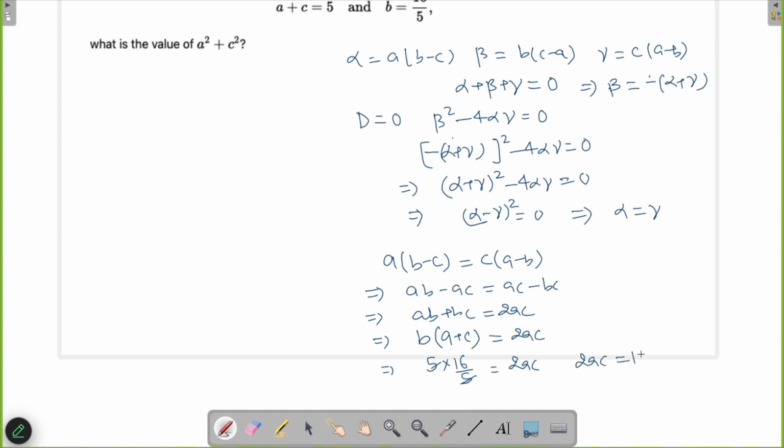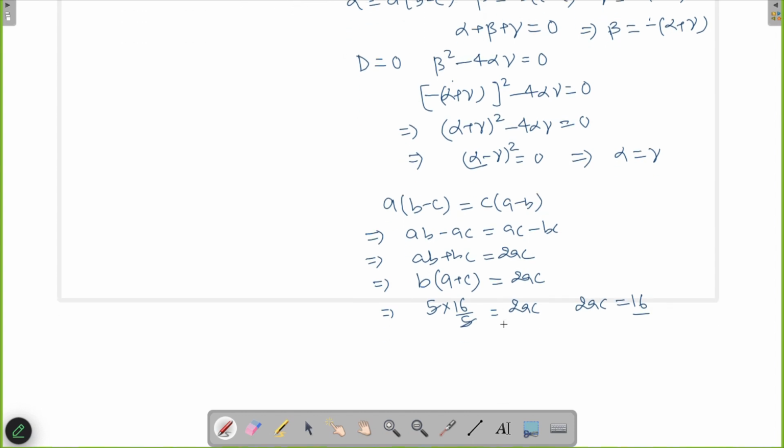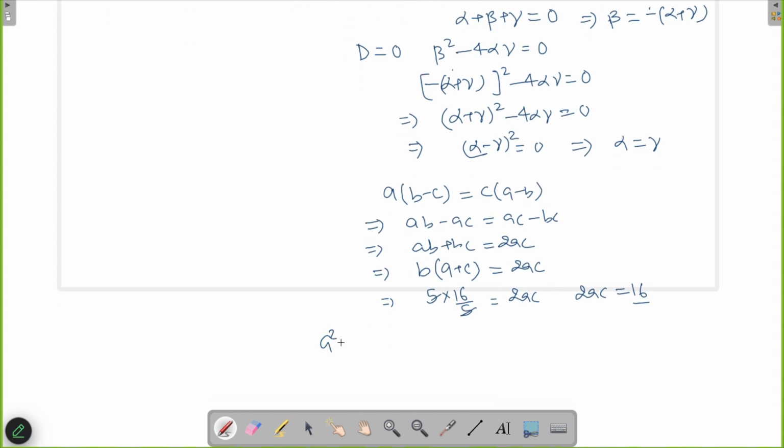Now everything is done here, because we are supposed to find a square plus c square. a square plus c square can also be written as (a plus c) whole squared minus 2ac. So now I can say that a plus c is 5, so this is 5 square minus 16, which is 25 minus 16, and that is equal to 9. And that is my answer.